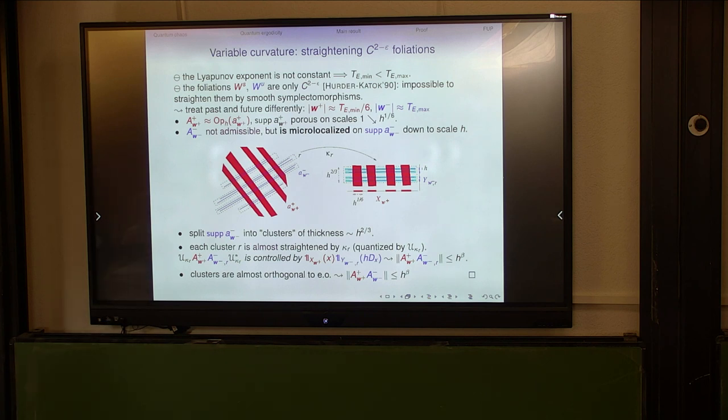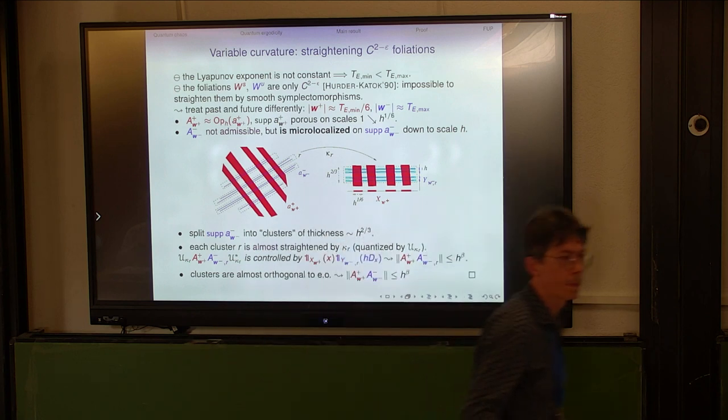Some quick questions? Yes. How crucial is the fact that the foliation is C1 plus alpha in the proof?